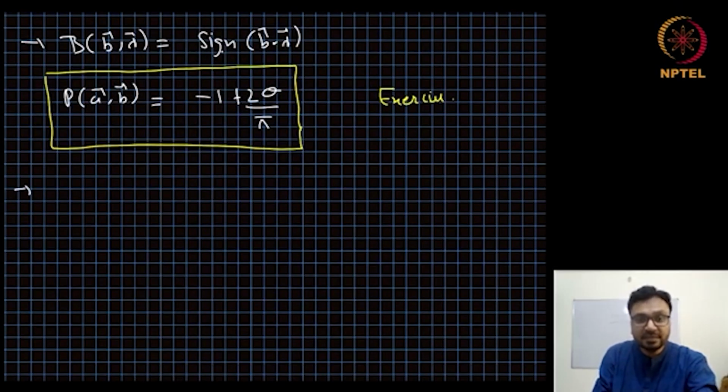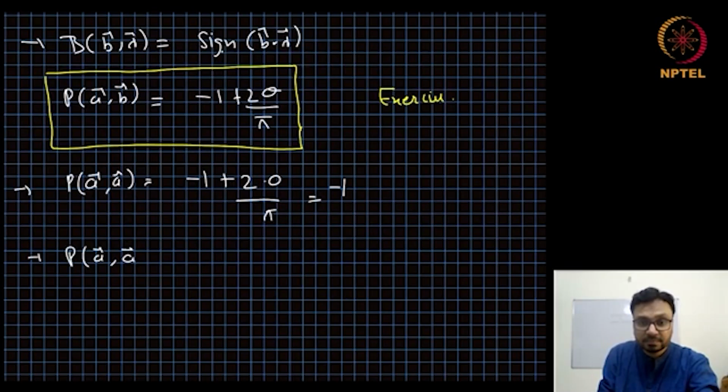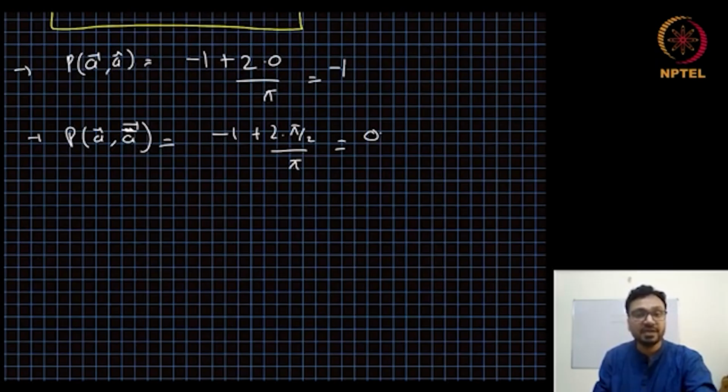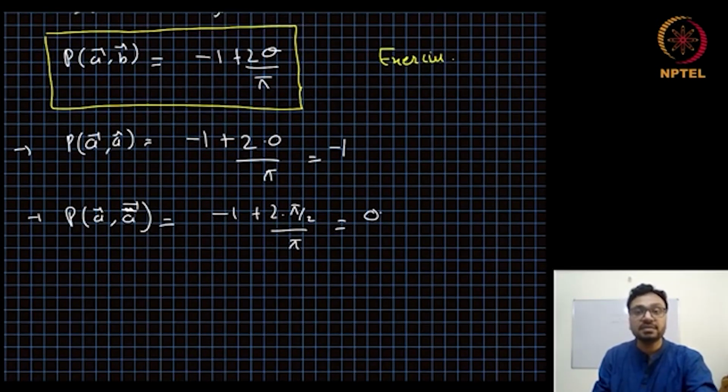From here we can see that if A equals B, then the expectation value becomes minus 1 plus 2 times theta, which is 0, over pi, which is minus 1. And for A and A bar it will be minus 1 plus 2 times theta, which between two orthogonal vectors is pi over 2, which becomes 0. So in that way, this expression satisfies the conditions placed on the expectation values by quantum mechanics.